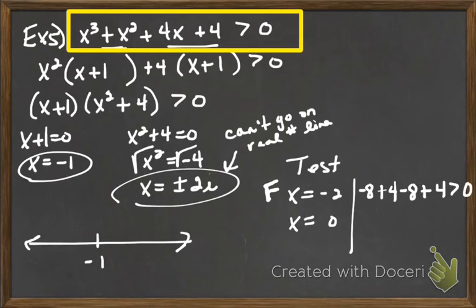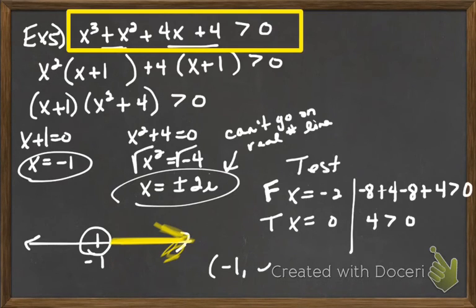0 might be easier. 0 cubed plus 0 squared plus 4 times 0 plus 4. Is 4 greater than 0? True. Oh, we forgot. Open or closed at -1? Open. And then the only point that tested was the 0, and 0 is to the right of -1. So we would shade there. And our answer would be parentheses -1 to infinity.